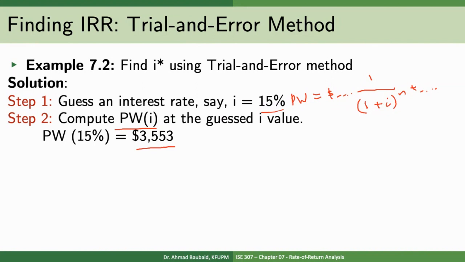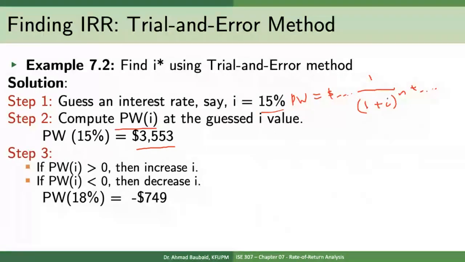Yes, Khalid? Increase? Yes, exactly. Shadi is also saying increase, and that's absolutely right. So if the present worth is positive, I increase I, because I here is larger, I'm multiplying by something smaller. And so I'm making the present worth smaller because I'm discounting future payments more and more as I increase the interest rate.